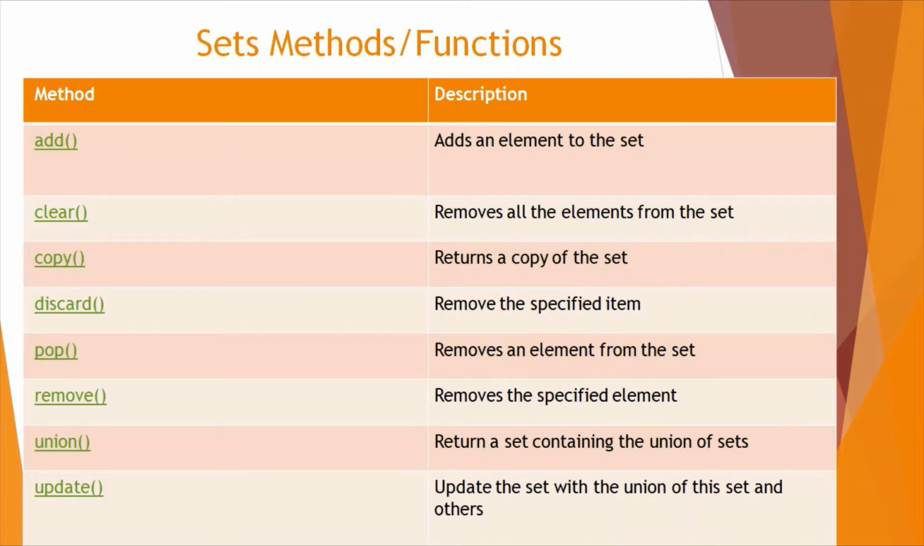So here I have the set methods and functions. First of all, we have the add method that adds an element to the set. We have the clear method that removes all the elements from the set. We have copy, which returns a copy of the set. Discard removes the specified element. Pop removes an element from the set, and if an index is not given, then obviously it will remove the last element. Remove removes the specified element. Union returns a set containing the union of sets. And update updates the set with the union of the set and others. So let's have a look at all of them in our PyCharm.